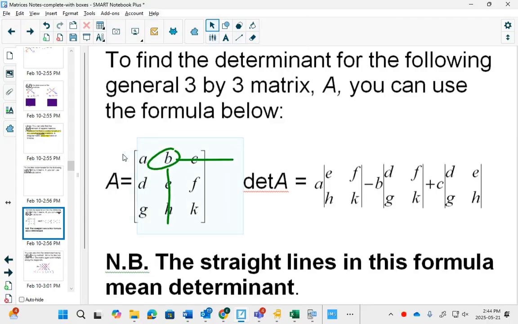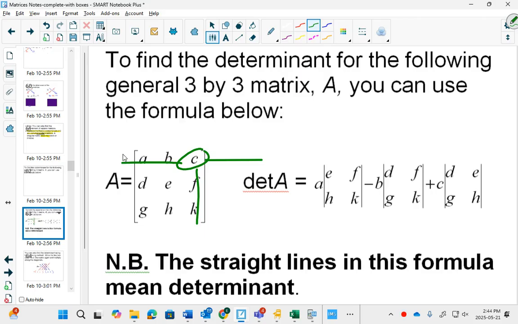Then move over to B, cancel out its row and column, and multiply by the determinant that's left, but that middle one is negative. And then same thing when you get to C, cancel out its row and column, and multiply by the determinant that is left. And then these ones, you still have to do that diagonal for the little ones, right? Like if I wanted to figure this out, I'd go EK minus FH.